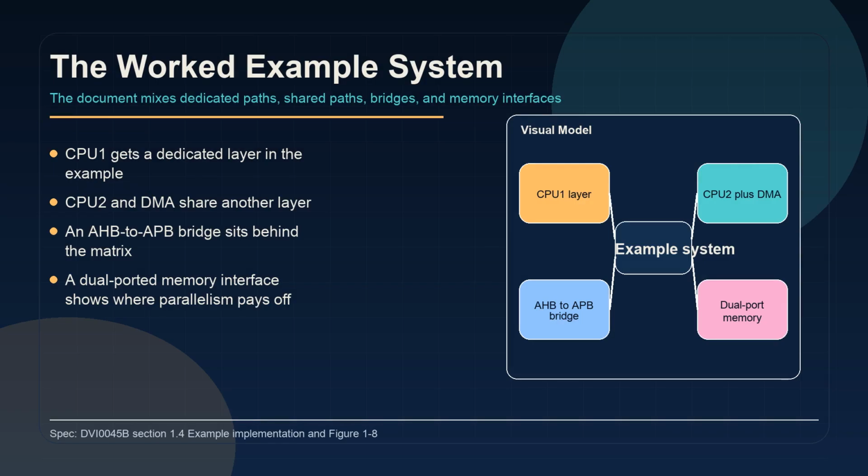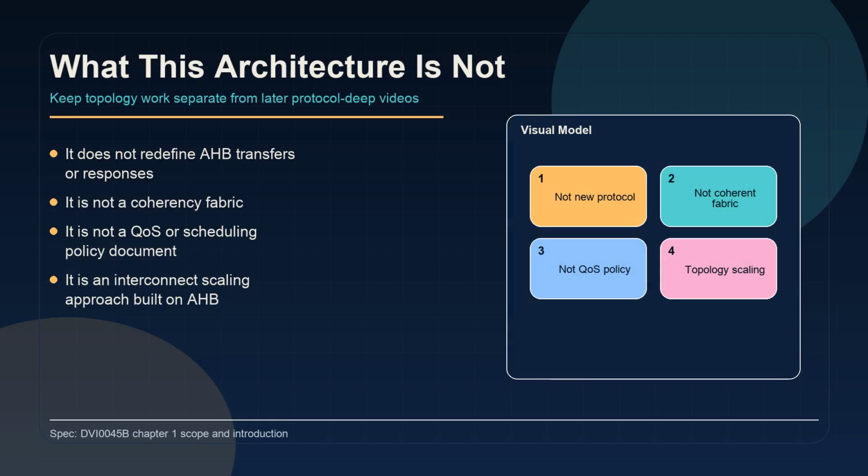The worked example is where the ideas become concrete. One CPU has a dedicated path. Another CPU shares with DMA. Lower bandwidth peripherals can still sit behind an AHB to APB bridge, and a dual-ported memory interface shows why parallel access really matters. It is also important to say what this document is not.